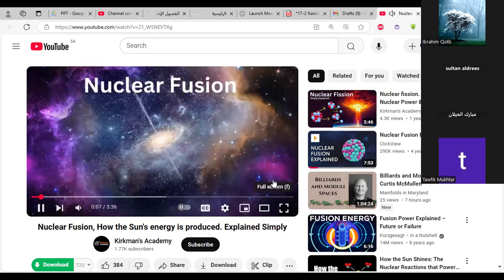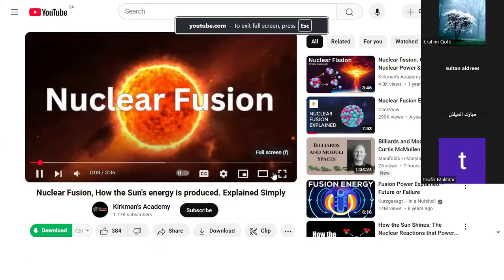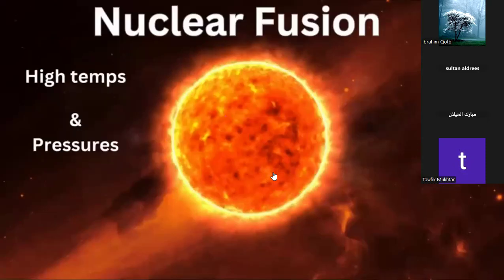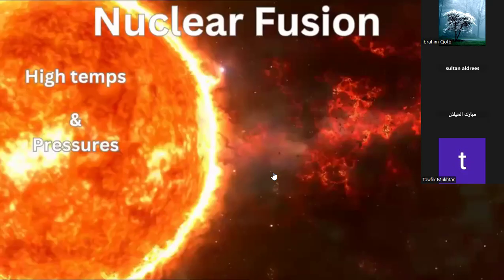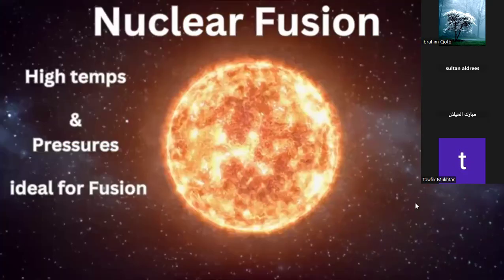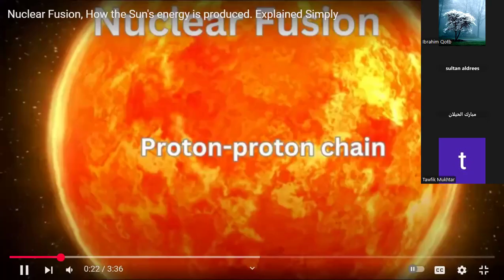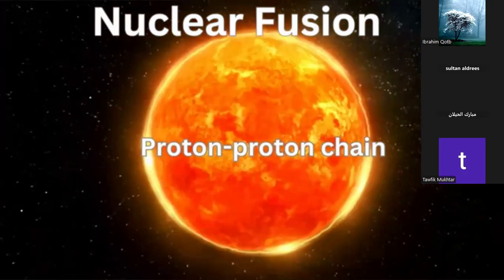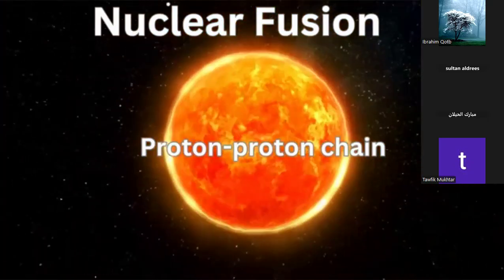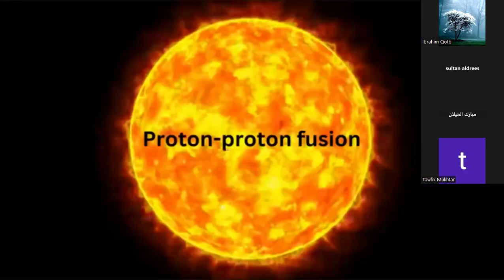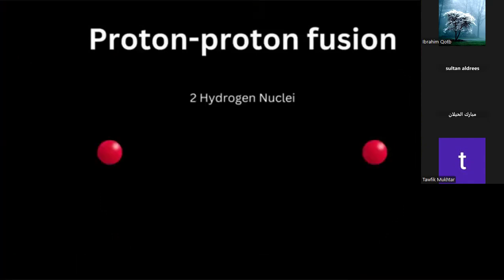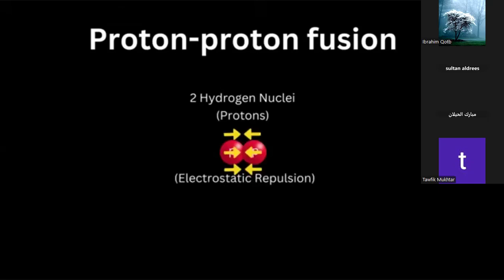Nuclear fusion is the main method used to produce energy in the sun. Extremely high temperatures and pressures inside the sun's core provide a setting that is ideal for fusion. The proton-proton chain is a common name for the fusion process that occurs in the sun. Here are the basic steps of the proton-proton chain. 1. Proton-proton fusion. In the first step of proton-proton fusion, two hydrogen nuclei, or protons, collide, thus overcoming the electrostatic repulsion between them.